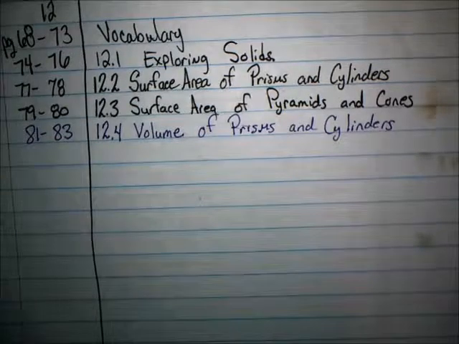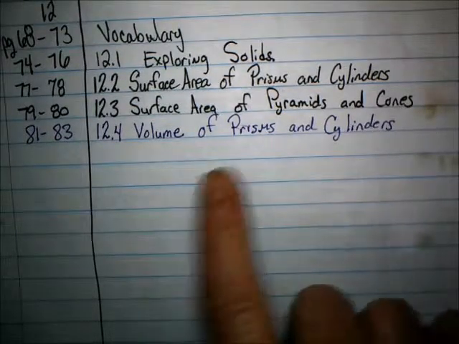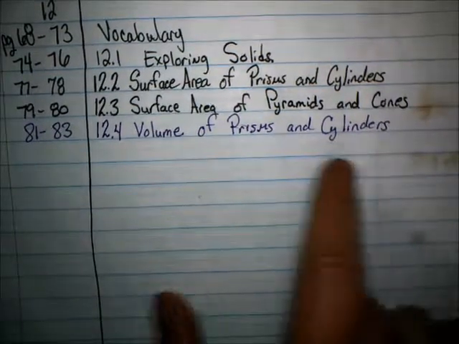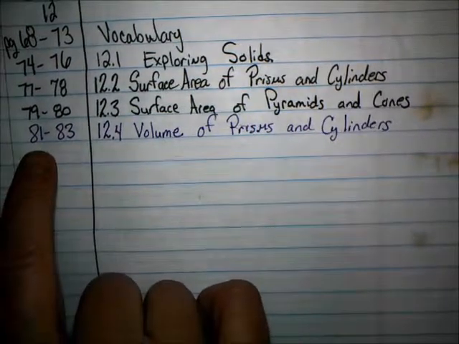Okay, here's our notes number 4, volume of prisms and cylinders on page 81 and through 83. Write that down, please.